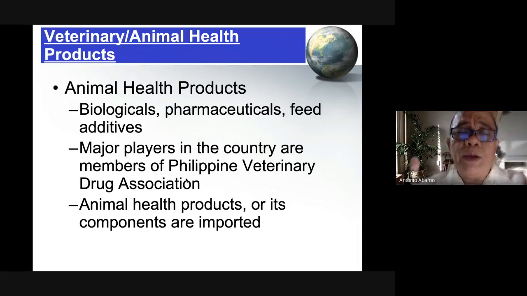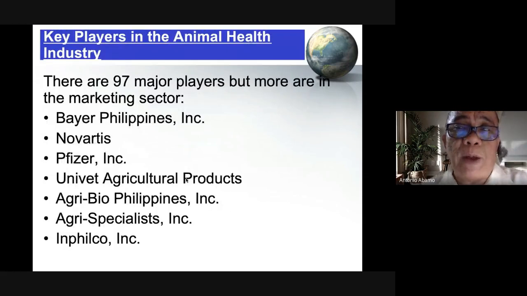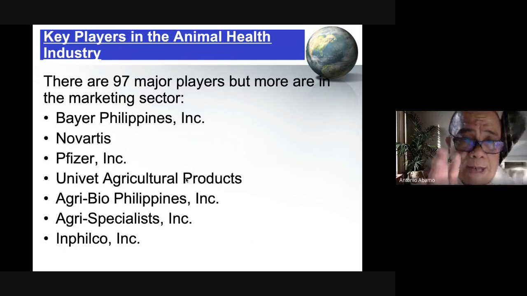That's why it's an opportunity and a challenge to develop our manpower doing this particular work in the industry. Now, in our country, most of the pharmaceutical or drug companies for animal health products actually are multinationals. Only very few, if there are, local manufacturers for animal health products. There are 97 major players, but more major players in the animal health products in the Philippines. But more are in the marketing sector.